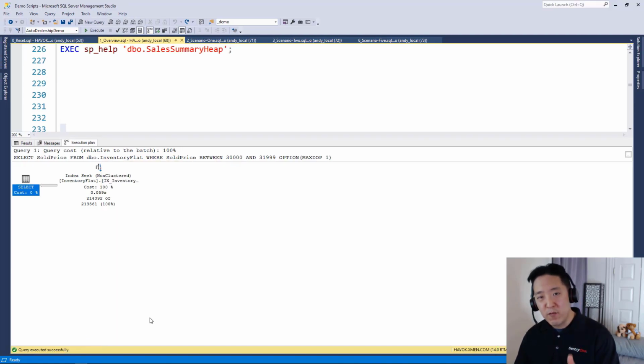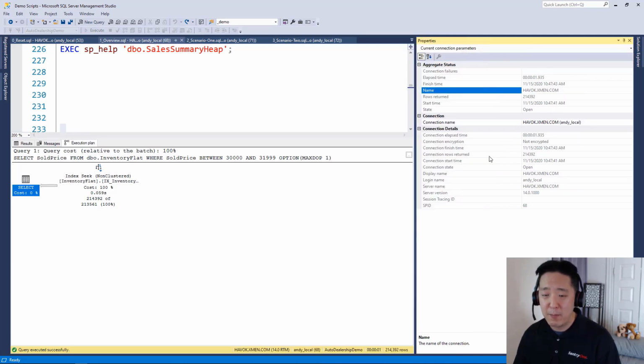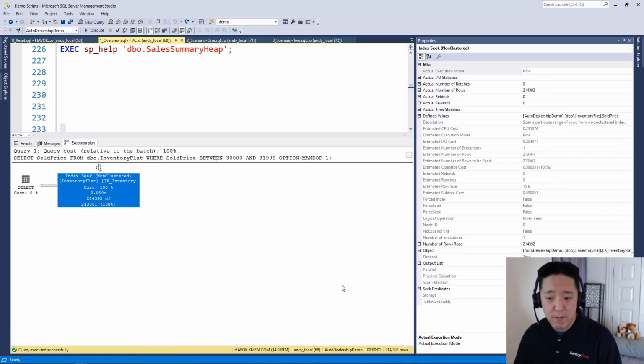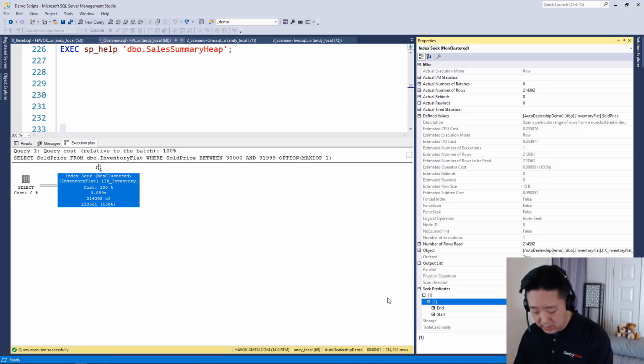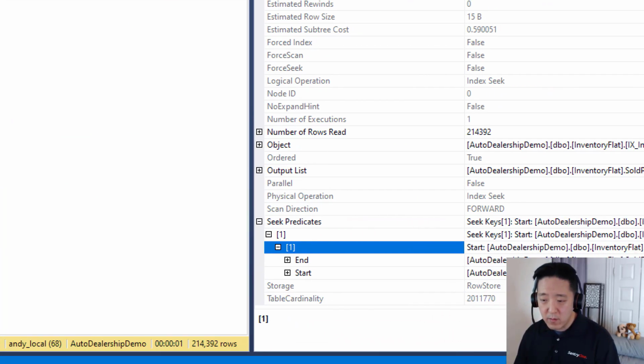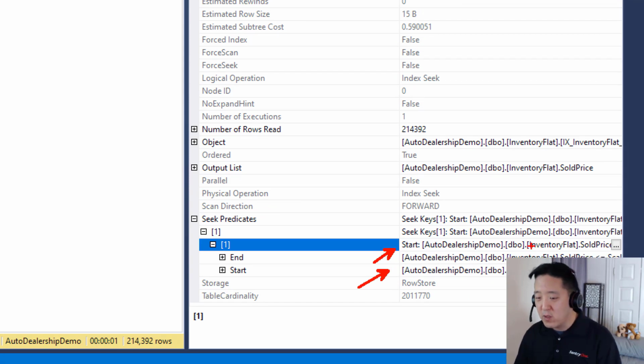But there's more information in this execution plan. If I open up the Properties tab, hitting F4 to pop it open, and select my index seek and look at seek predicates, we'll see that additional level of detail down here. Here are my starting values and my ending values, and if I fully expand all this out, you would see the full detail with the full values in here as well.